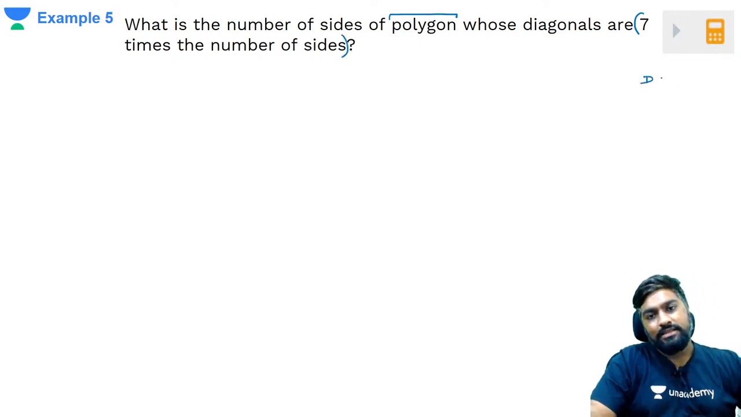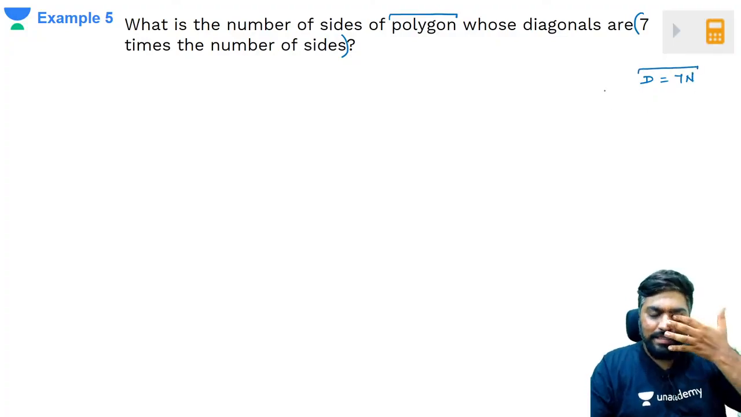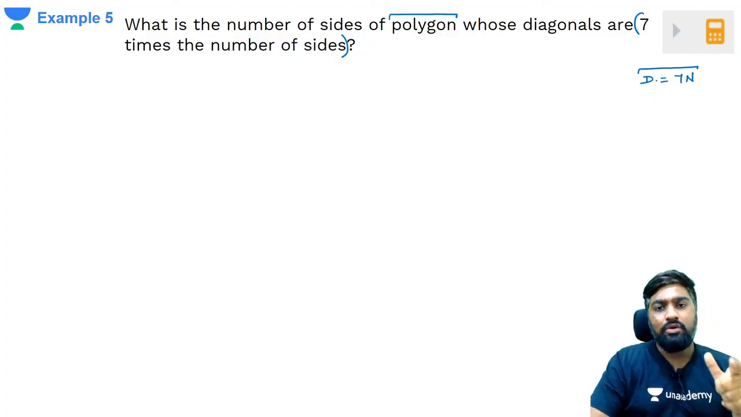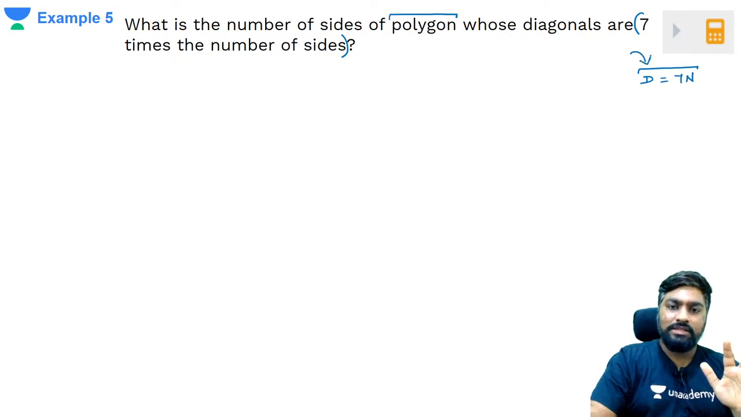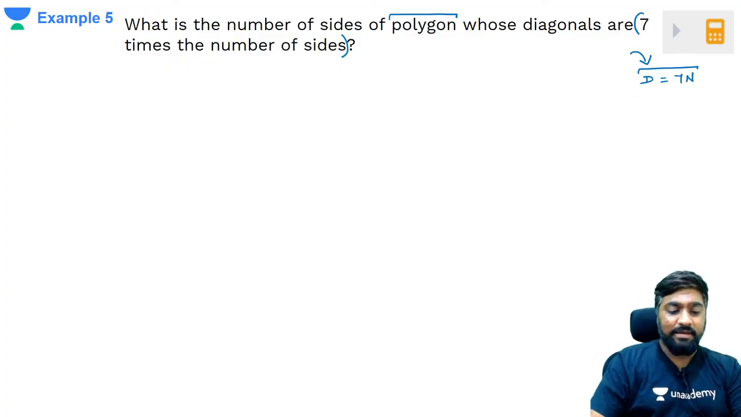Number of diagonals are 7 times the number of sides. Yes, this is the situation. Now first things first, let's try to establish. If you already know the formula for number of diagonals from geometry, you can directly use that here. Yes, that's again if you are comfortable with the memory part of it. You have to be comfortable with the memory part, otherwise you tend to forget things, right?